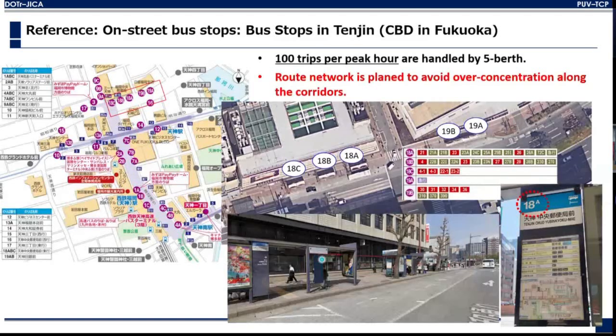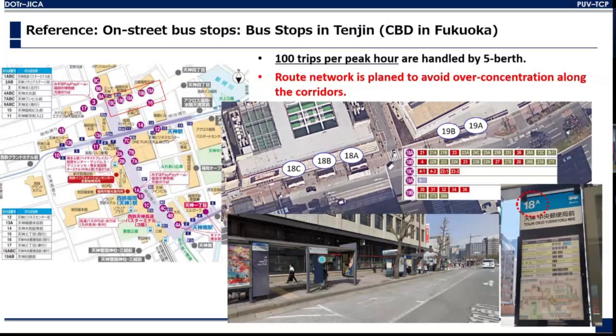However, if the passenger demand is high, then this is a case study of the on-street bus stops in the Tenjin area in Fukuoka city. This section is expanded in this figure, and among these 5 routes, in total 100 trips per peak hour are handled by these 5 buses.